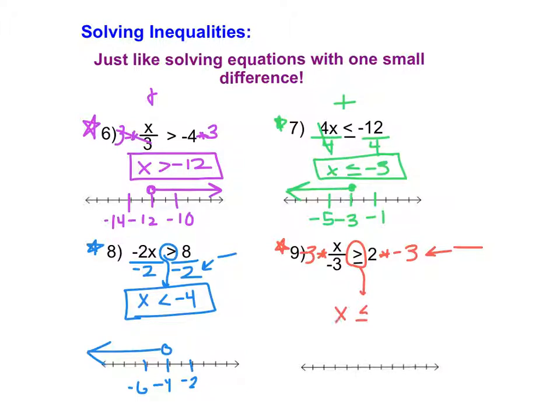On the left side, we're left with x. On the right side, we're left with -6. And then from here, we can plot, and so we have a closed circle because of the equal to. We want all of the numbers less than -6. So again, you're looking for when you multiply or divide both sides by a negative number. That's when you flip your inequality symbol.